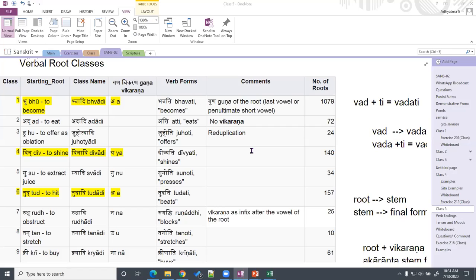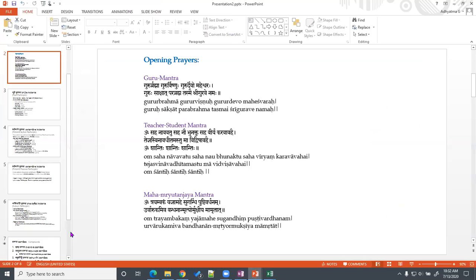Can we see a screenshot of the OneNote pages? We will include this information in our class notes, so that you will have the information in the class notes itself in a very structured format. Whatever I'm putting on the whiteboard or on OneNote pages, we include all that information in the class notes. Okay, with this we will close the class with the closing prayers.